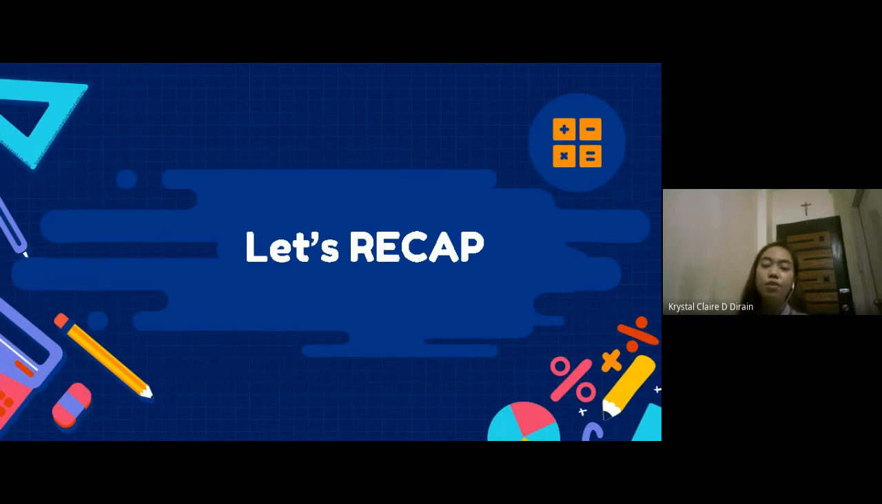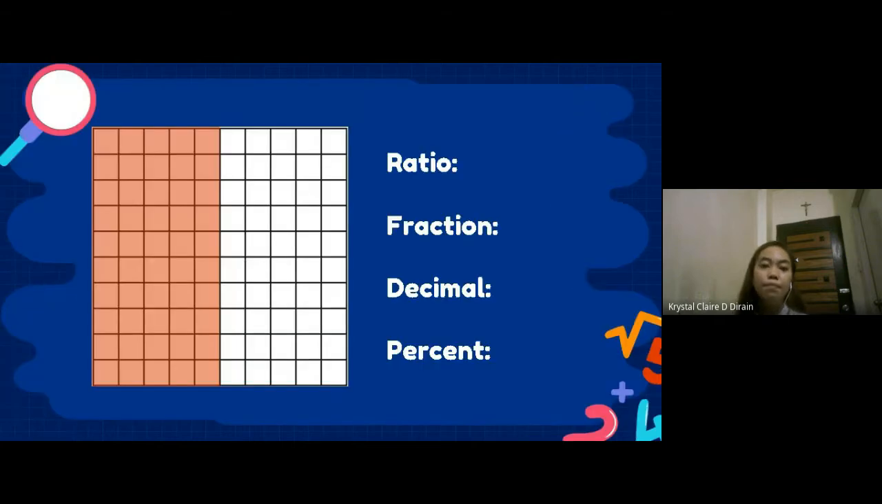Since our last lesson is all about the relationship of percent to fractions, ratios, and decimal numbers, let us see if you really understood and still remember our discussion by answering this slide. Can anyone identify the ratio, fraction, decimal, and percent? But before that, as you can see, this figure is composed of 100 small squares, and there are 50 squares that are shaded red. Can someone identify the ratio, fraction, decimal, percent of the shaded squares from the total number of squares?